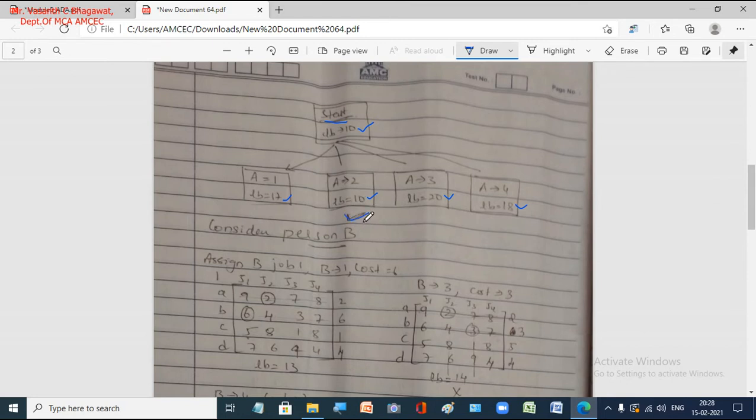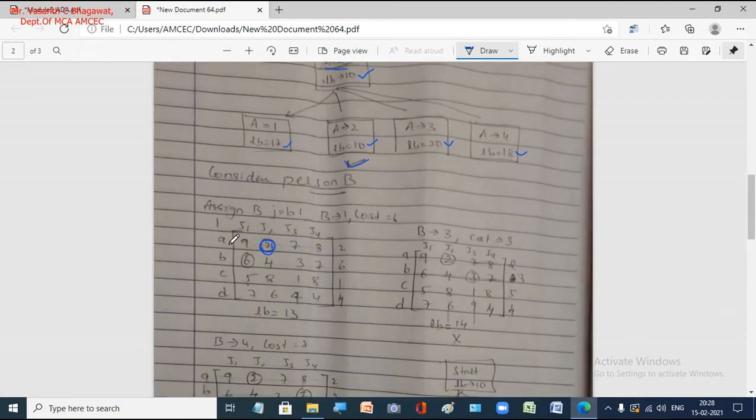If you are going in this direction, what are you doing? You are assigning job 2 to A. So you are going to fix this. Now I will fix this job. Job 2 is assigned to which person? Job 2 is assigned to person A. Since you are fixing this job to A, we will strike off this column, right? You are going to strike off this column and this row.